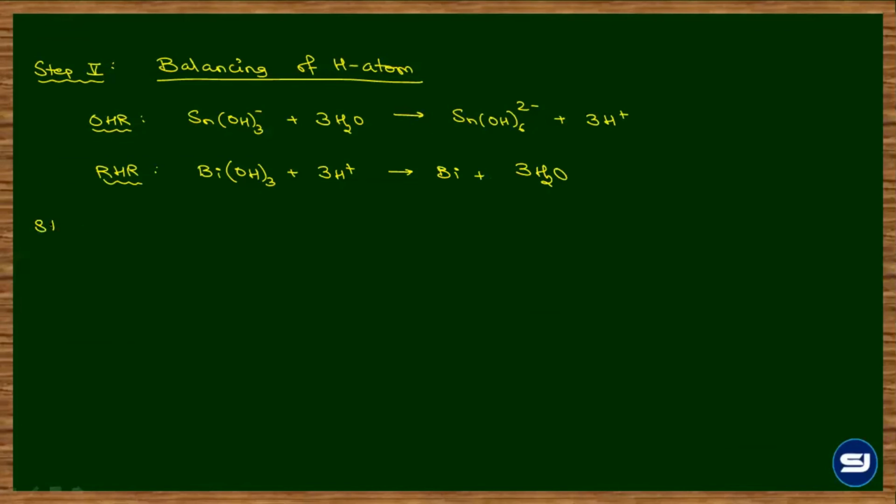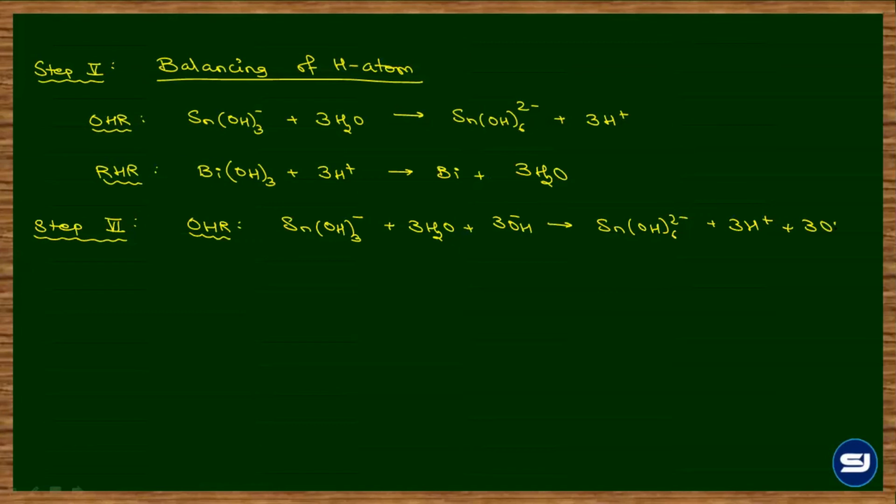Then the medium of the reaction is basic. So what will we do? We'll add OH minus ions. Add OH minus equal to H plus on both sides. So my reaction would now be Sn(OH)3 negative plus 3H2O plus 3OH minus giving Sn(OH)6 2 negative plus 3H plus and 3OH minus.